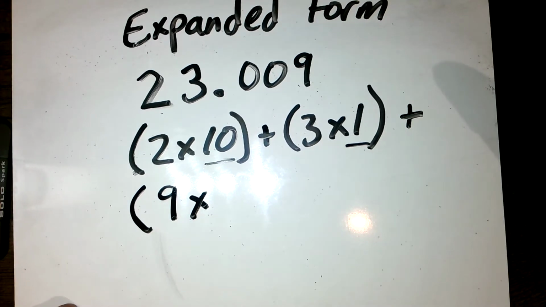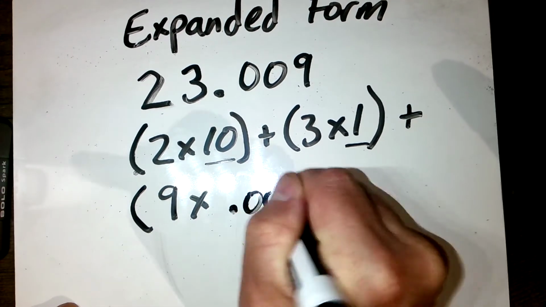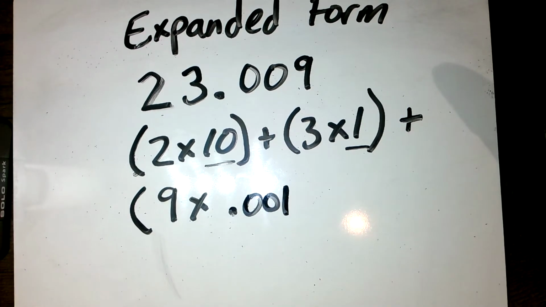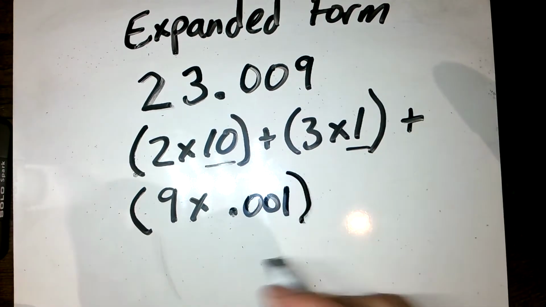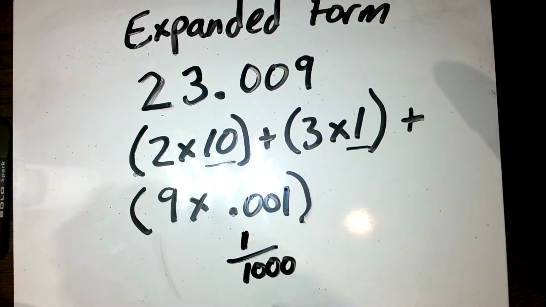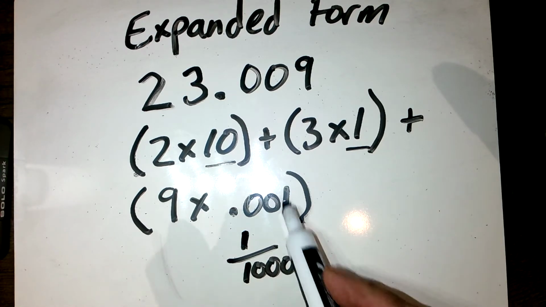Be careful you don't write 9 times 100, because I don't owe you $900 bills. I owe you a hundredth, which is a 0.001. 9 times 0.001, or I could do fractions like I did on the last one and put 1/1,000. Did I say hundredths place? Thousandth place. 9 in the thousandths place. 9 times 1/1,000. Either this way or this way.